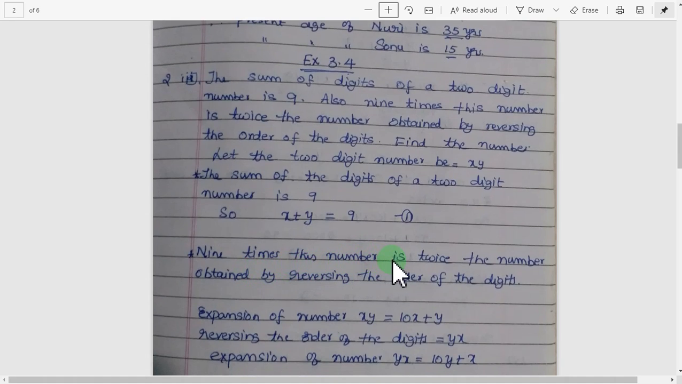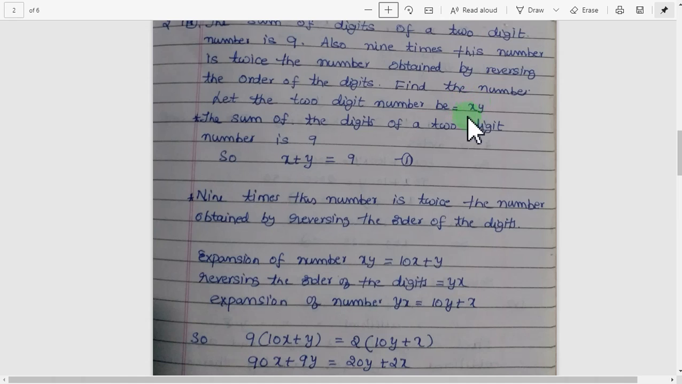Next equation: 9 times this number is twice the number obtained by reversing the order of the digits. Our number is xy, a two-digit number. Reversing the order of the digits means you will get yx. For this, you have to write the expanded form of the number. The expansion of xy is 10x plus y. As you have learnt in smaller classes, 23 is equal to 2 into 10 plus 3 into 1. Same way here, this is the tens place digit, so multiply 10 to that digit, plus this is the unit place digit, y into 1, which is y.